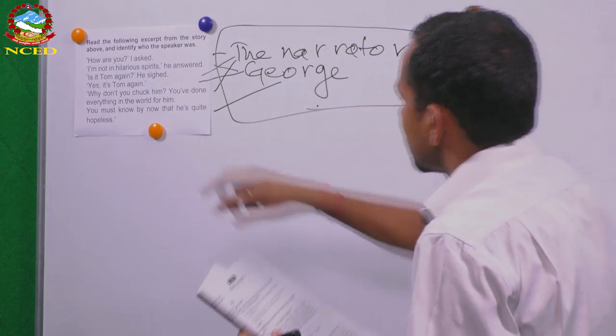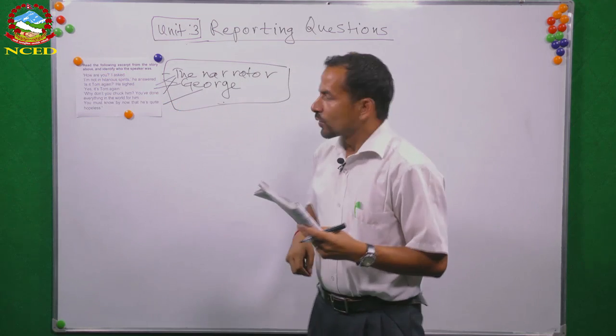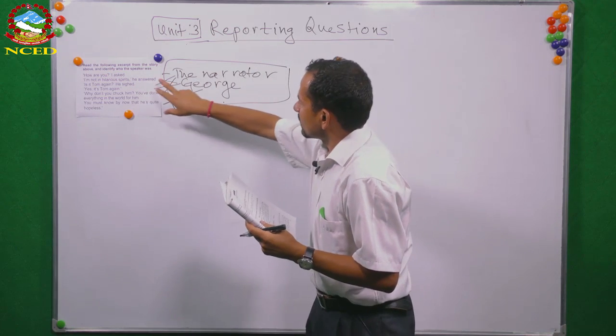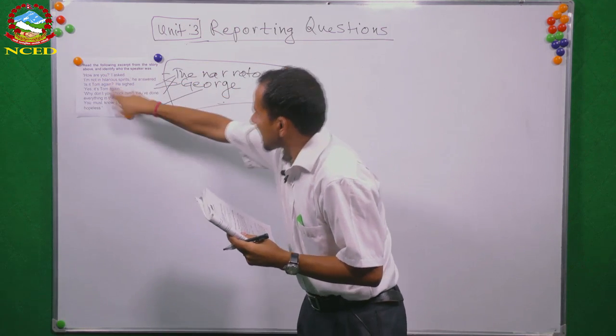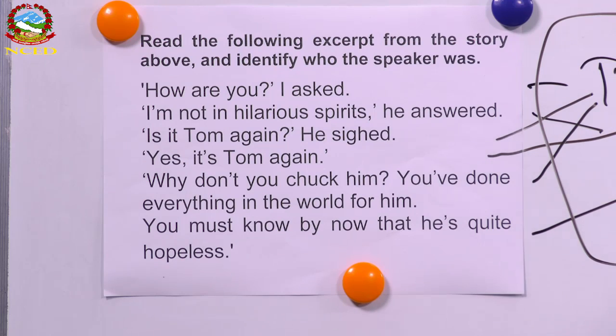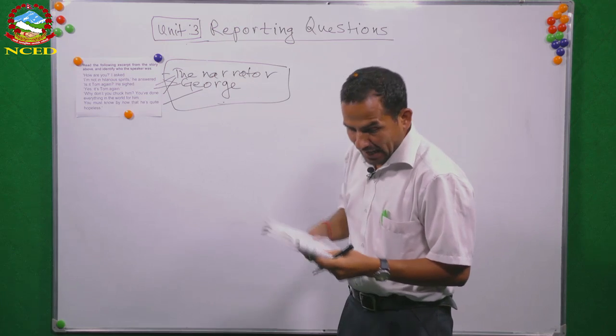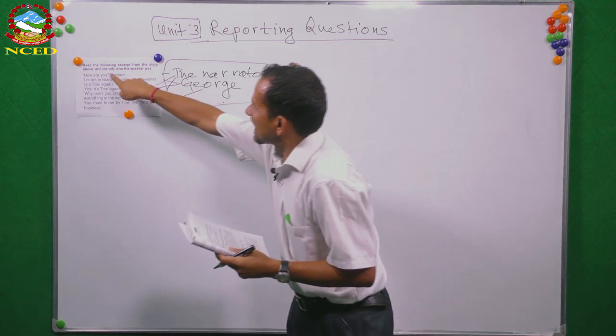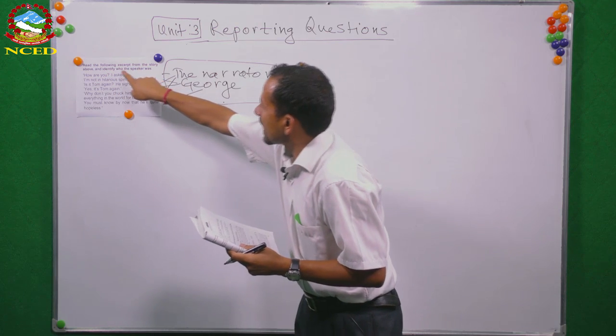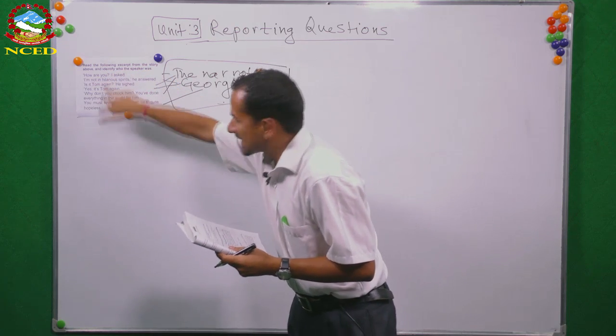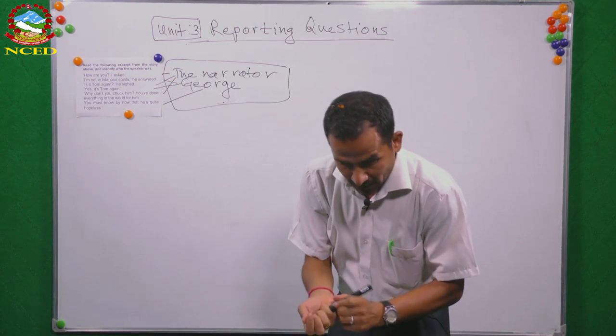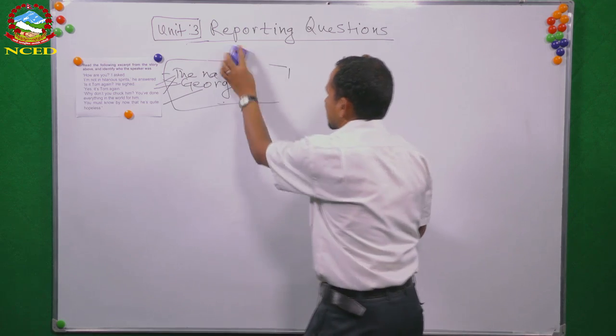So these are the things taken from the story, and the person who said those things is either the narrator or George. That was the one task, identify the speaker of these things. That was the first task given there in the exercise.